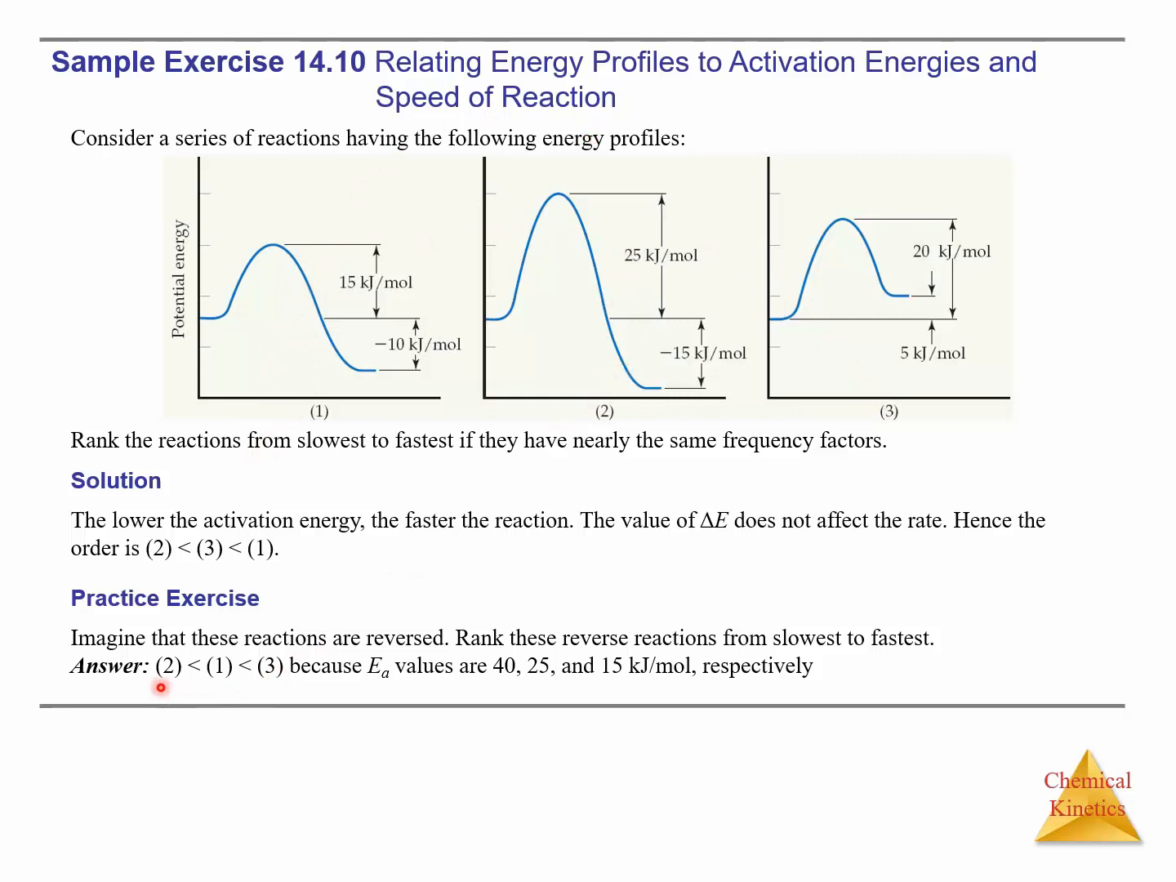Here, the opposite. We want to arrange them in the order of slowest to fastest. 2 is less than 1, 1 is less than 3, because activation energy values are 40, 25 and 15 kilojoule respectively, if we reverse the reaction.